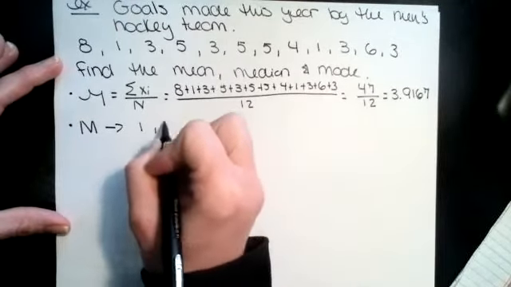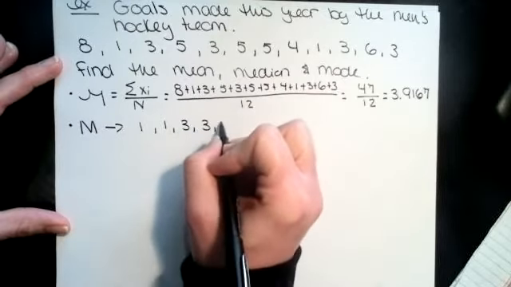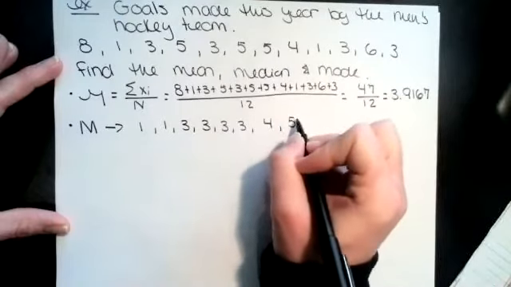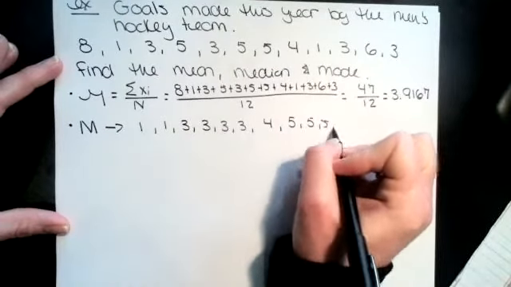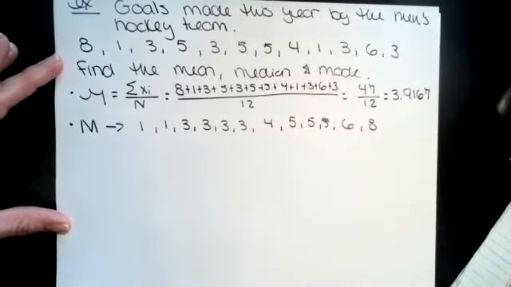So I have 2 1s, looks like I have 4 3s, 1 4, 3 5s, a 6, and an 8. That was a good one. 8. Okay.